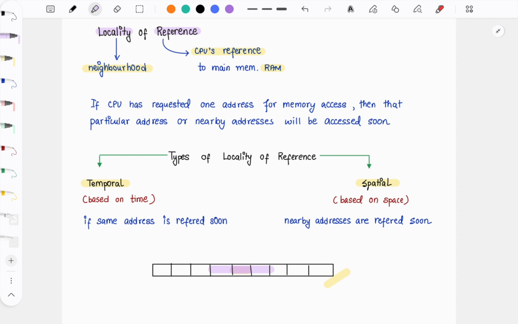So there are two types of locality of reference. One is temporal, one is spatial. Temporal is based on time and spatial is based on space. In temporal, this means that for the first time we have accessed this part, so in the upcoming time only this part is going to be accessed again. But spatial says that if this part is being accessed, then there are high chances that these parts will be accessed soon.